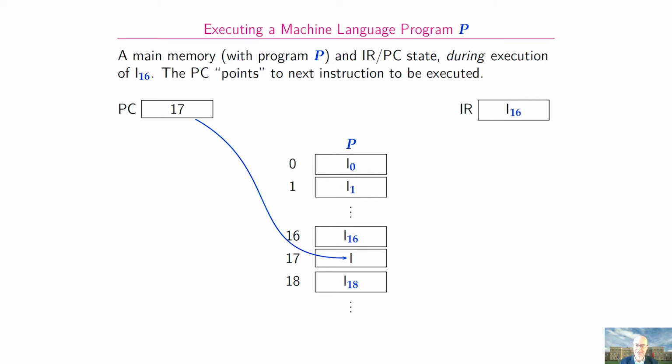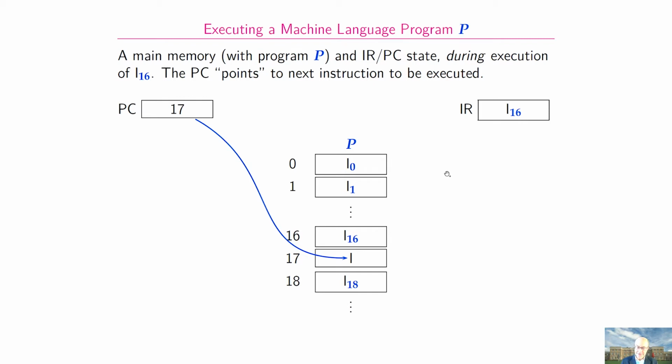So what's the basic idea? The instruction that is currently being executed in the processor, rather like we saw the add instruction being executed, that's stored in the IR. So currently I16 is executing. The program counter contains the address of the next instruction to be executed, and we sometimes say that it points to the next instruction. So you can see that very visibly in this picture.